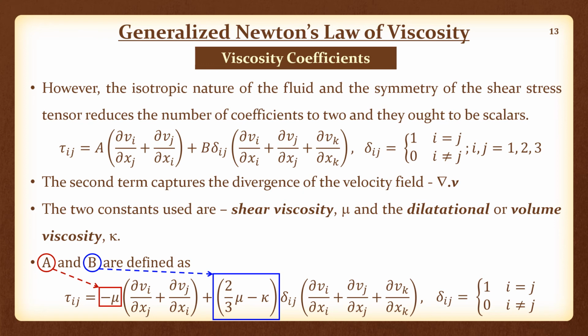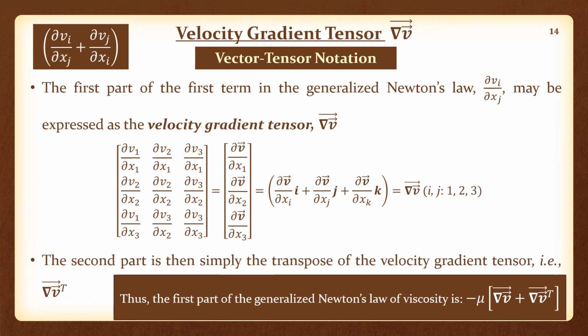We will spend just one slide on when this kappa term will become significant. So the definitions for a and b are given below, where a is shown in the maroon color box, and b is shown in the blue color box. Now let us look at what these terms are in the vector tensor notation.